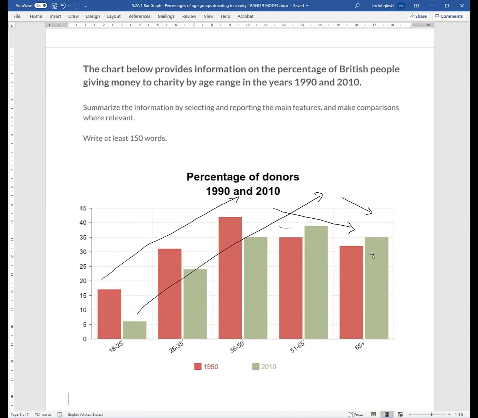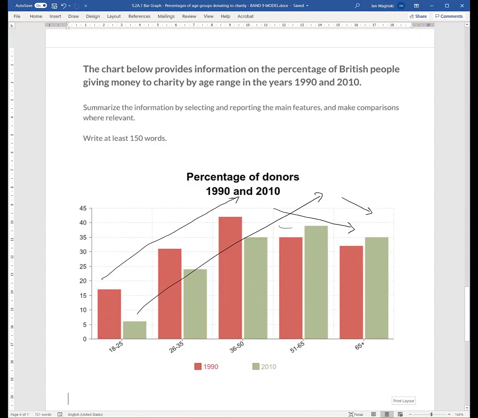Fewer people donate till age of 50 in 2010, but more people donate in 2010 at age 51 till above 65. Right, so the younger people, far fewer of them donated anything in 1990. 26 to 35-year-olds, far fewer donated. 36 to 50-year-olds, far fewer donated. But the older groups donated more cash in 2010. That's the pattern.